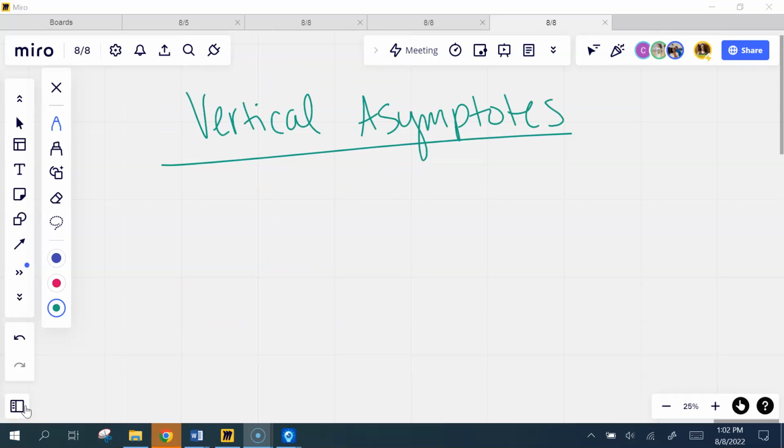All right, so you have to be able to identify both vertical and horizontal asymptotes. We're still looking at the same rational functions. So I'm looking at fractions. But here's what I want to look for.